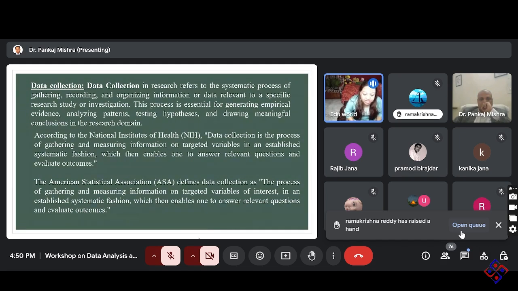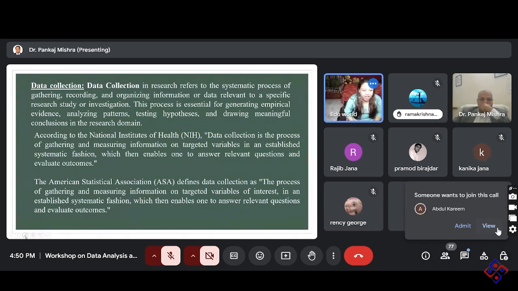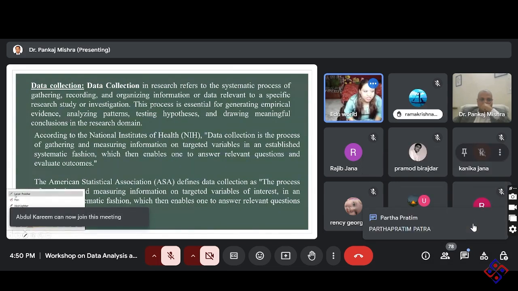Like we have a vast amount of data, so we need to accumulate those data, then we need to record the data. After recording the data, we need to organize it, because some of the data are not relevant to our study, and we need to eliminate those data. And then we use it for our specific research investigation.